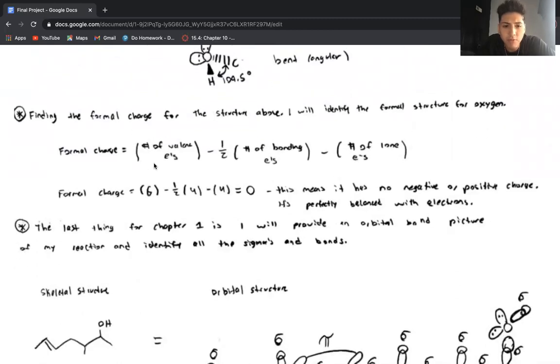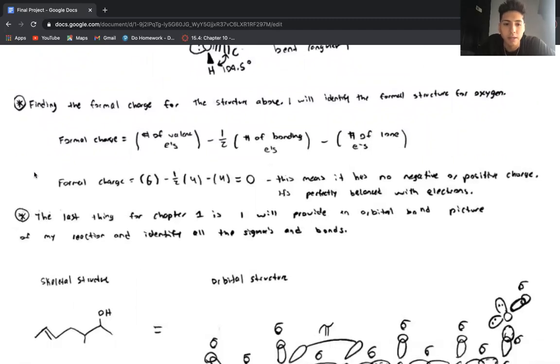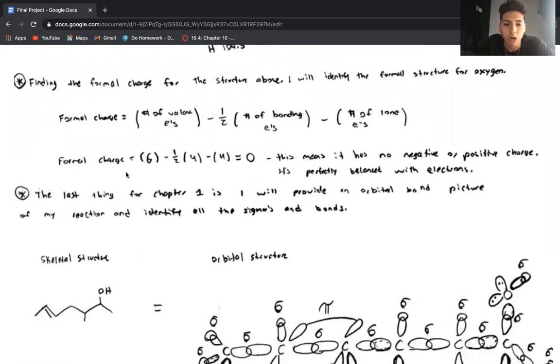Finding the formal charge for my structure above, I will identify the formal charge for oxygen. Here's the formal charge equation, and this is my formal charge connecting all my numbers in that equation, which is a valence electron for oxygen is 6, subtract that by half. We put how many lone pairs there are. So we put 4 for having two lone pairs, meaning 4 electrons in total, and two bonds, making it 4 electrons in total, which we get a 0. This means it has no negative or positive charge. It's perfectly balanced with electrons.